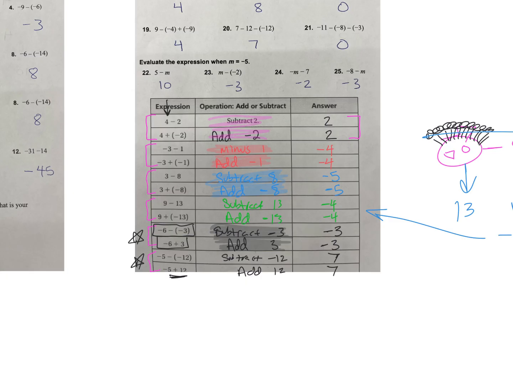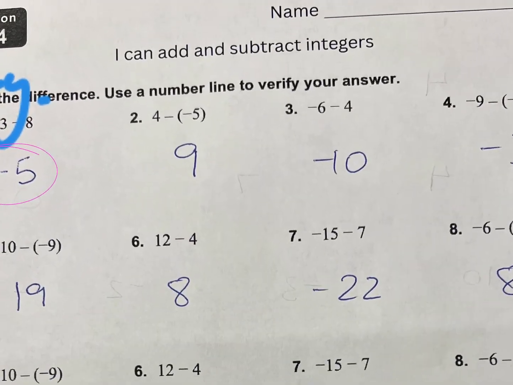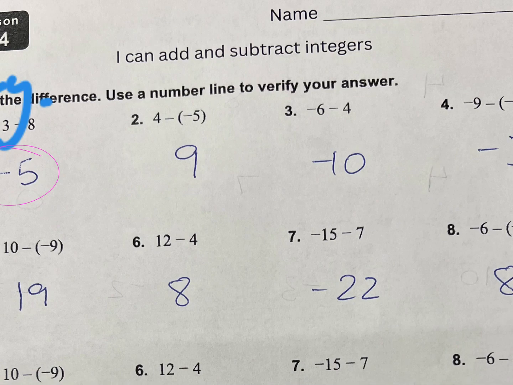Okay, so why did we do that if we'd already done it in class? Again, I was doing that so maybe you had another chance to sit down and process. So now that you've processed a little bit, let's go back over here. 4 minus negative 5 is like 4 adding 5. It's just 9. Negative 6 minus 4, negative 10.